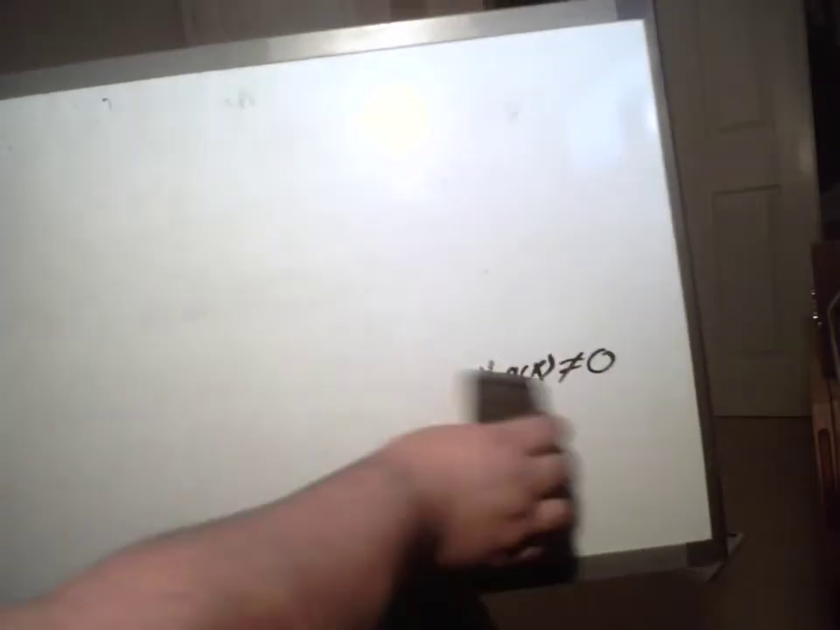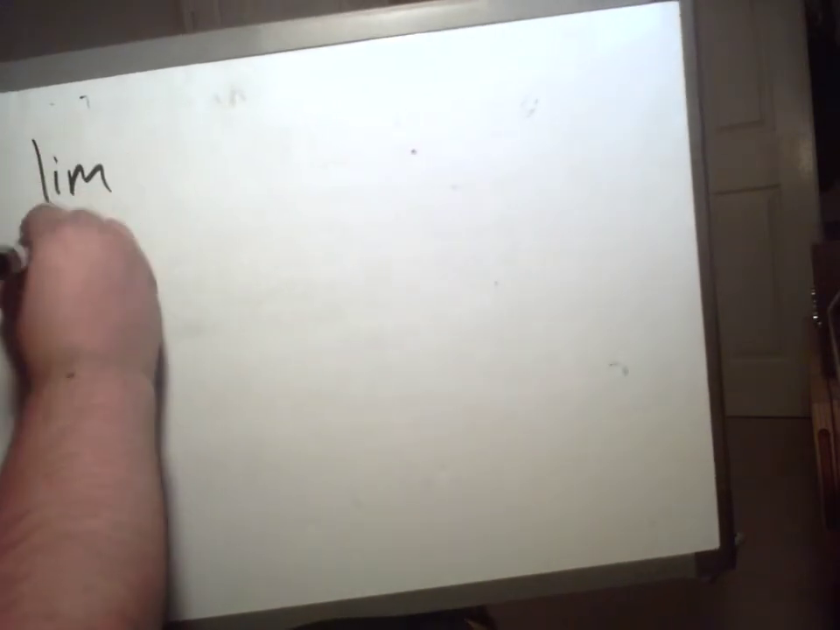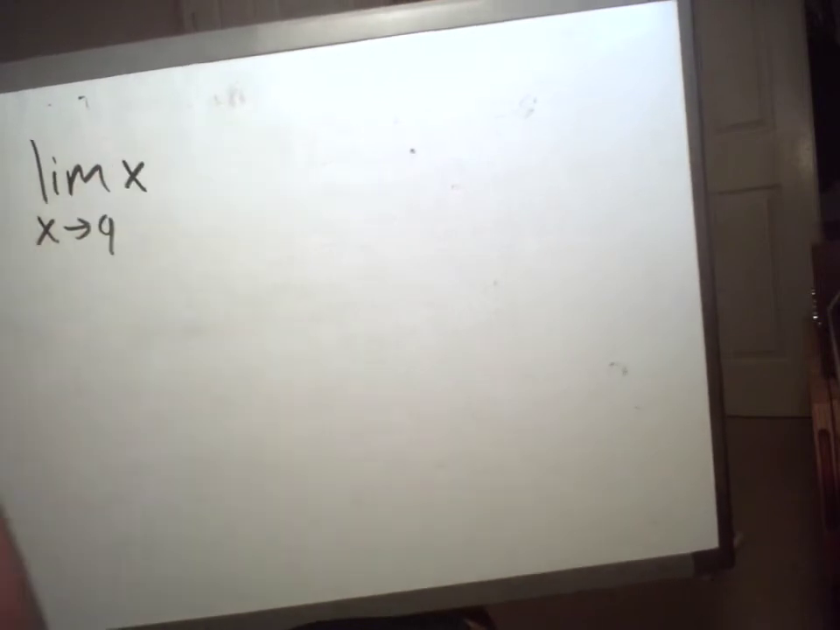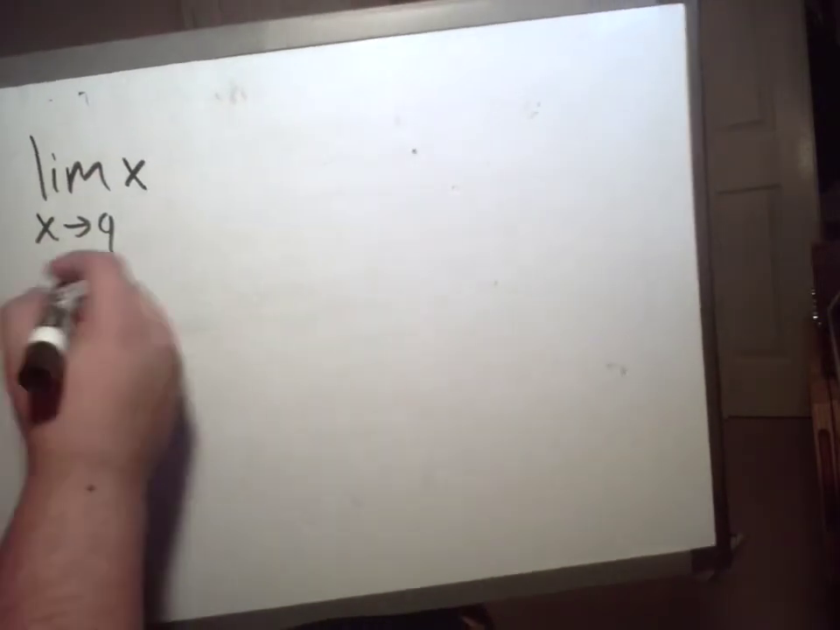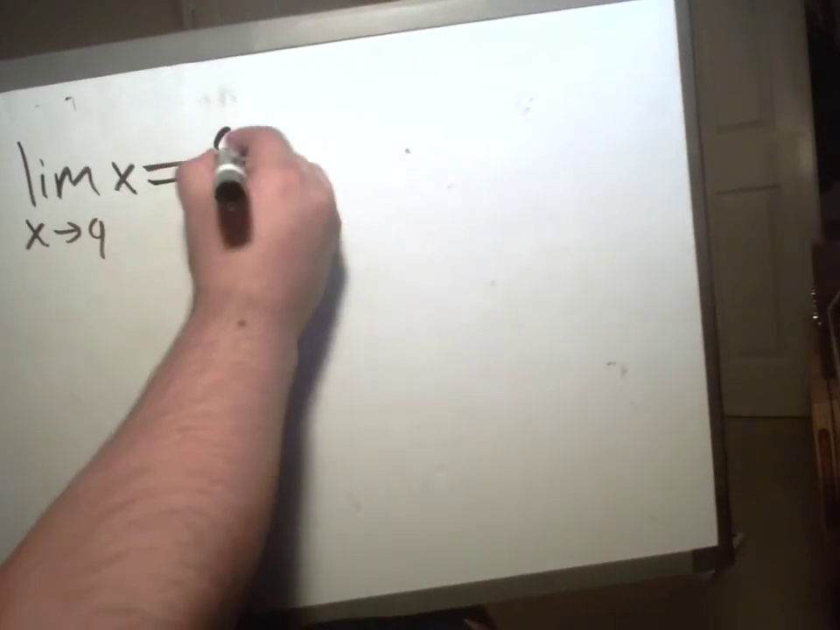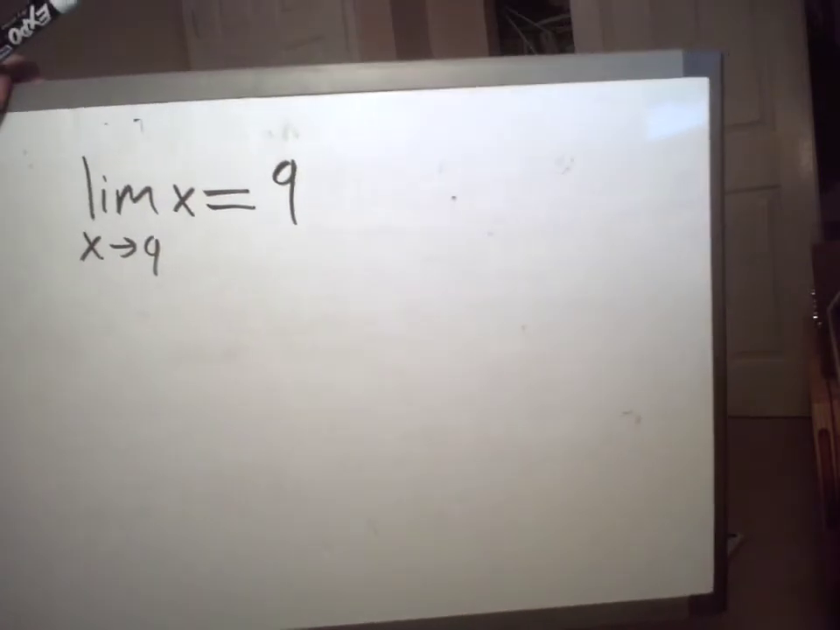So we're going to go ahead and try a couple sample problems and see if we can get these ones right. So the first one we're going to evaluate is the limit as x goes to 9 of x. Well, what we're going to do is just plug the 9 into x, and we're going to get 9. We're going to start off easy here.